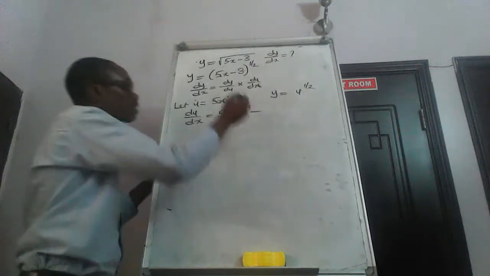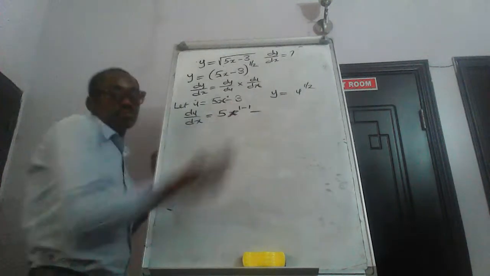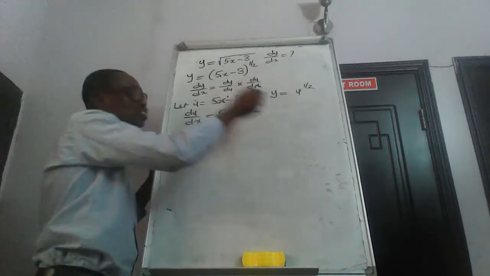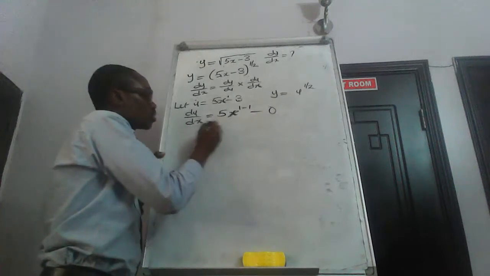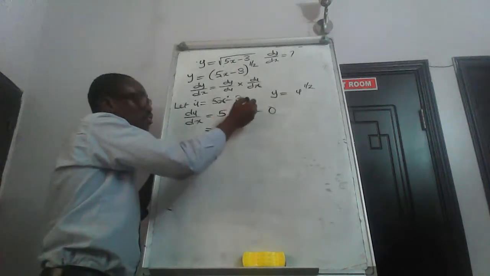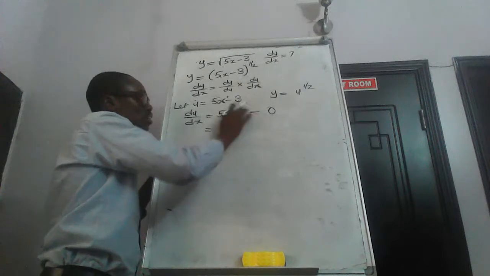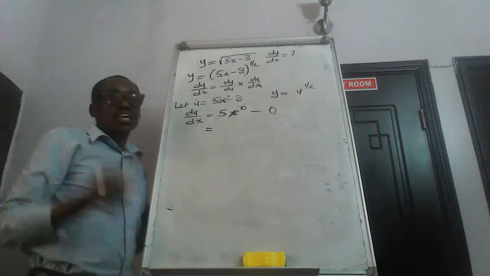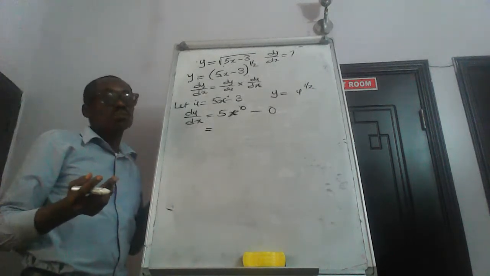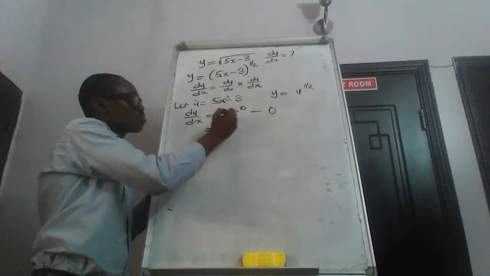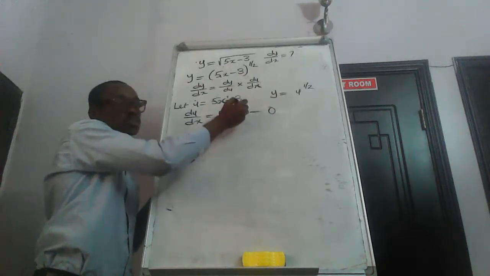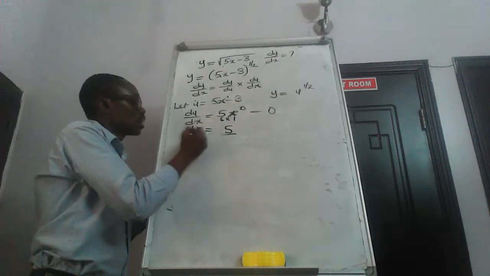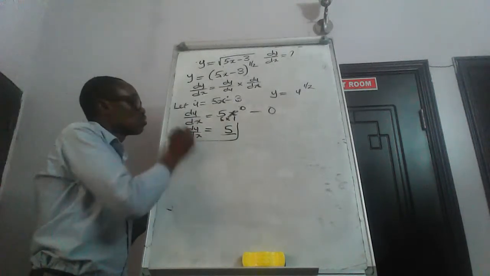So for this side, this is 3. This is a constant, a pure number. When you differentiate, it's going to give you 0. So this is x raised to the power 0. 1 minus 1 is 0. For indices, anything raised to the power 0 is actually 1. So what you have here at the end of the day is 5 times 1. x raised to the power 0 is 1. So what do you have? You have 5. The du dx is equal to 5.